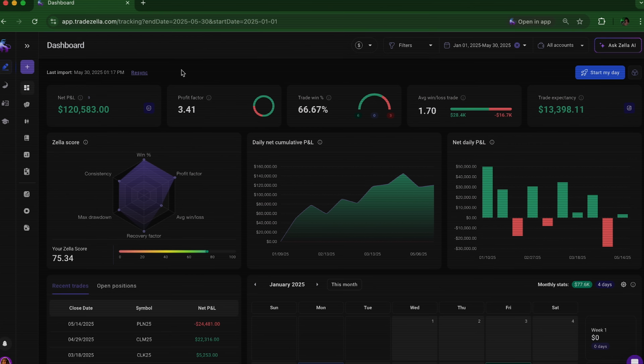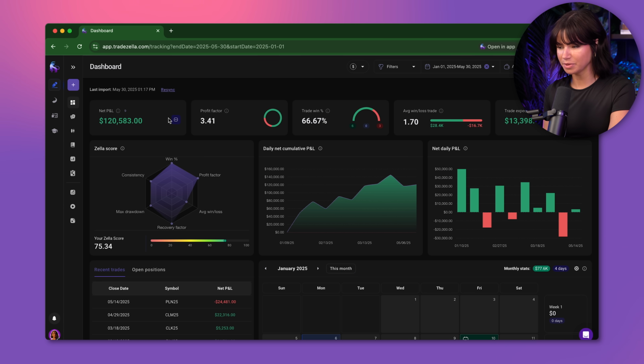For me, journaling was a huge pivot point in my trading career. It allowed me to visually see what I was doing right, what I was doing wrong, and double down on the things that were working and to stop making the same mistakes over and over again. And I use TradeZella for all of this. Let me pull it up and walk you through some of the most powerful tools within this program.